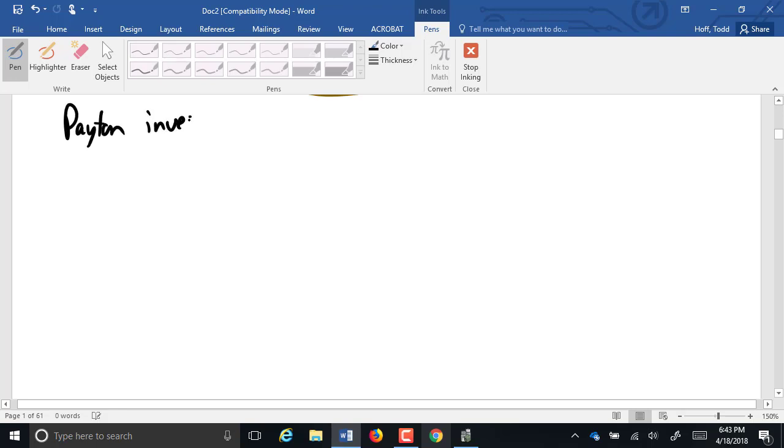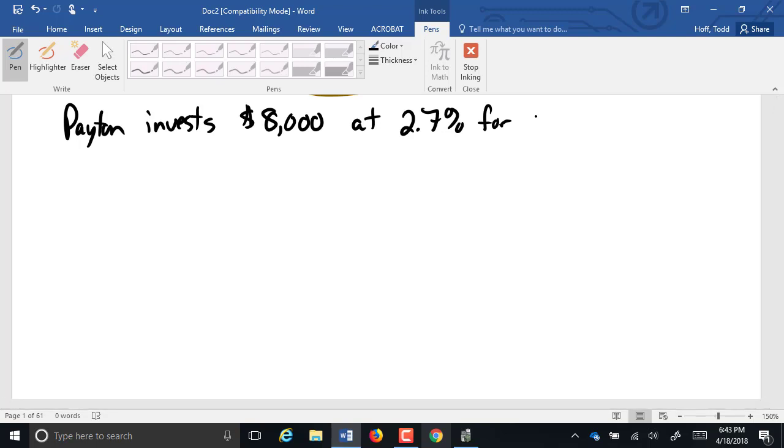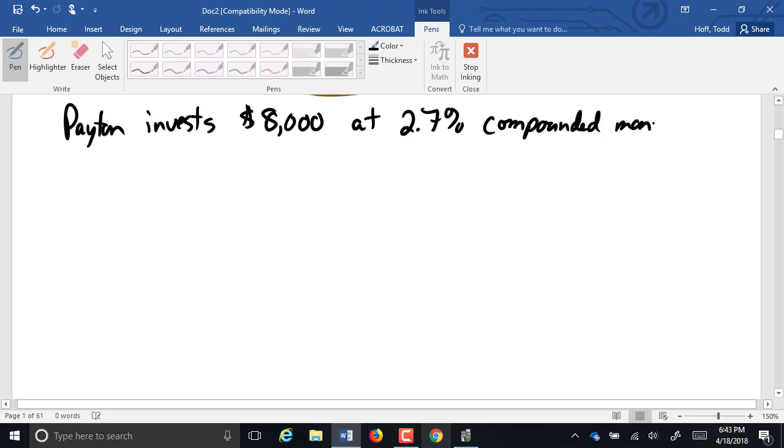Peyton invests $8,000 at 2.7% compounded, we'll go monthly again, for 8 months. Find the effective rate.